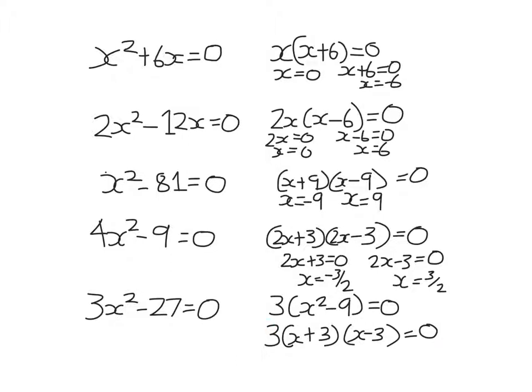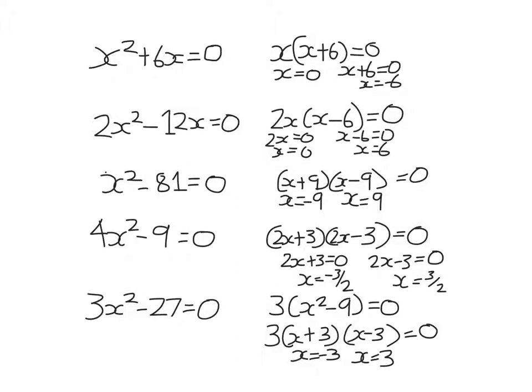It's clearly not 0. So we have x plus 3 is equal to 0, which would mean x is minus 3, or x minus 3 is equal to 0, and that would mean x is positive 3, because 3 minus 3 equals 0. So they are our 2 solutions, and we're done.